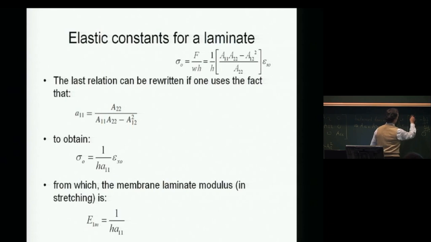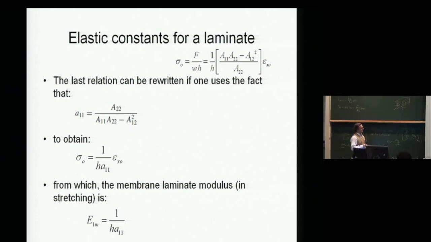That means now this term here is my little A11. Because by definition we said the inverse of the A matrix is the little A matrix. So A11 is A22 over this determinant, which hopefully is the same as I wrote there. A11 is A22 divided by this determinant here. So I can either write my stiffness in terms of the capital A matrix or in terms of the little a matrix, which is what most people do.